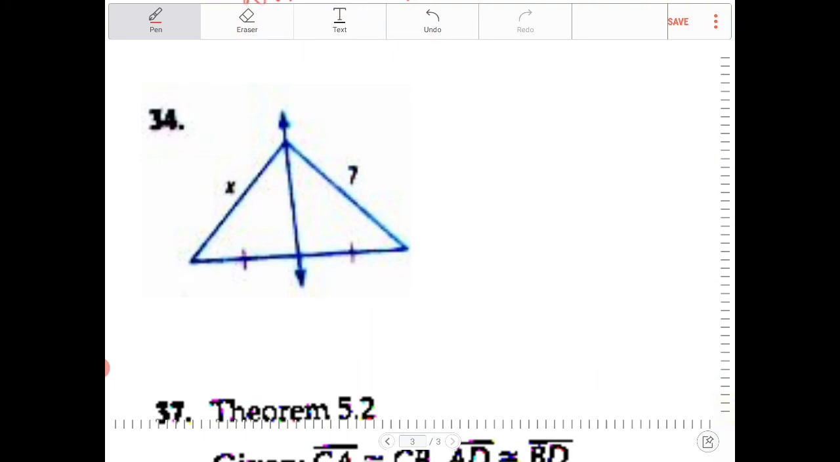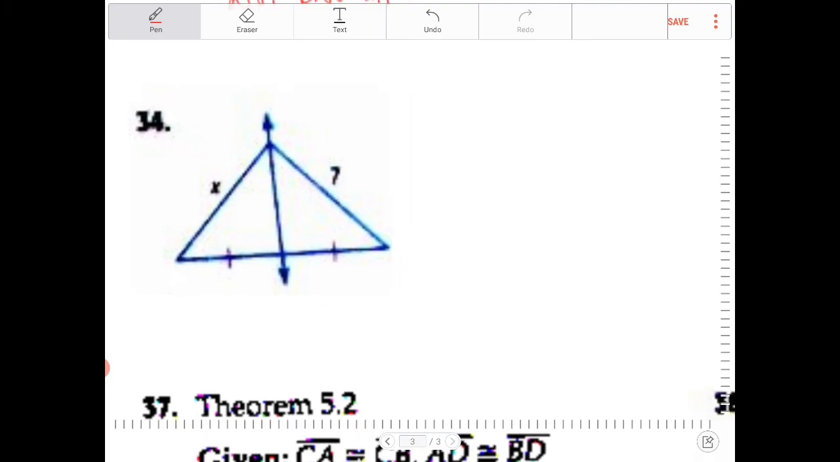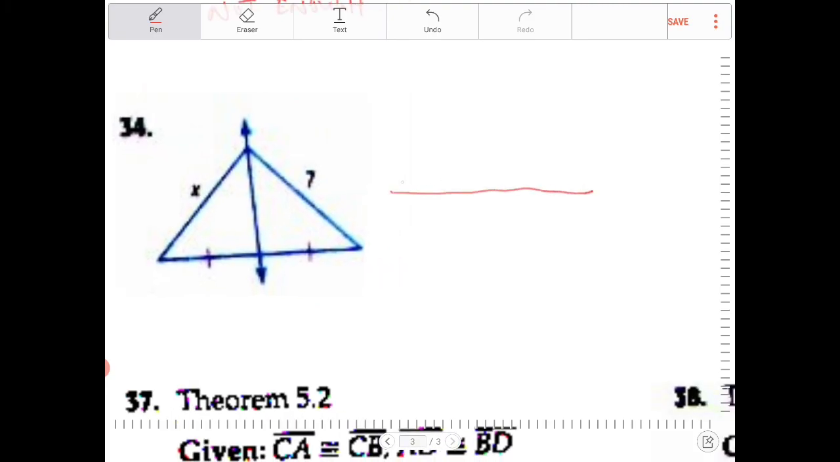Okay, can we tell with this? No, we cannot tell anything because the diagram can end up looking like this. We cannot say that x is equal to 7. We have no idea what that is. So again, this is not enough.